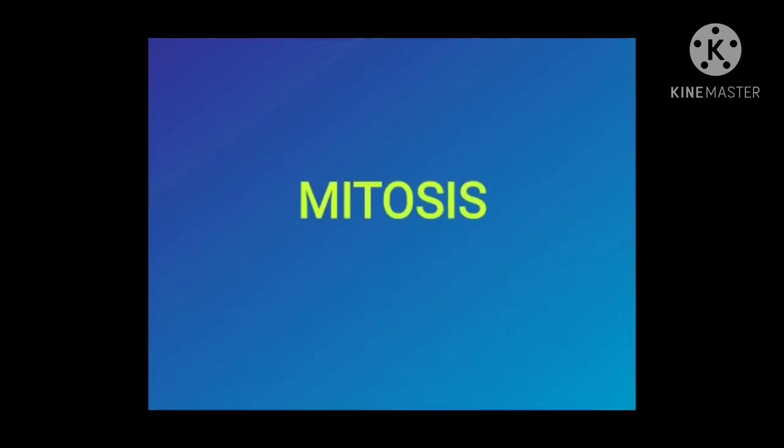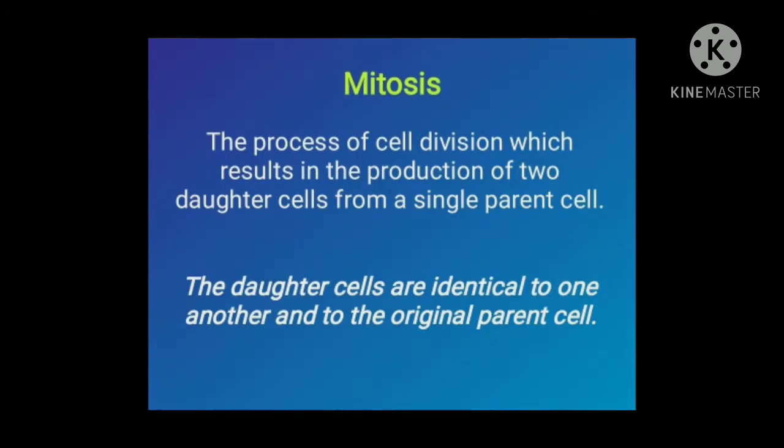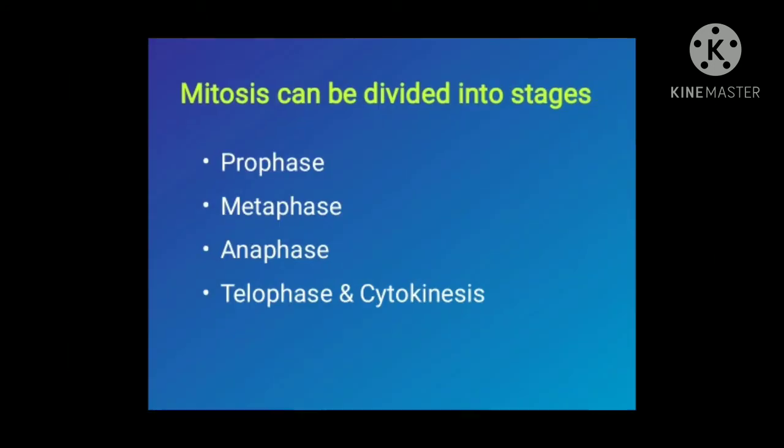The mitosis and its functions. Mitosis is the process of cell division which results in the production of two daughter cells from a single parent cell. The daughter cells are identical to one another and to the original parent cell. Mitosis can be divided into stages: the prophase, metaphase, anaphase, telophase, and cytokinesis.